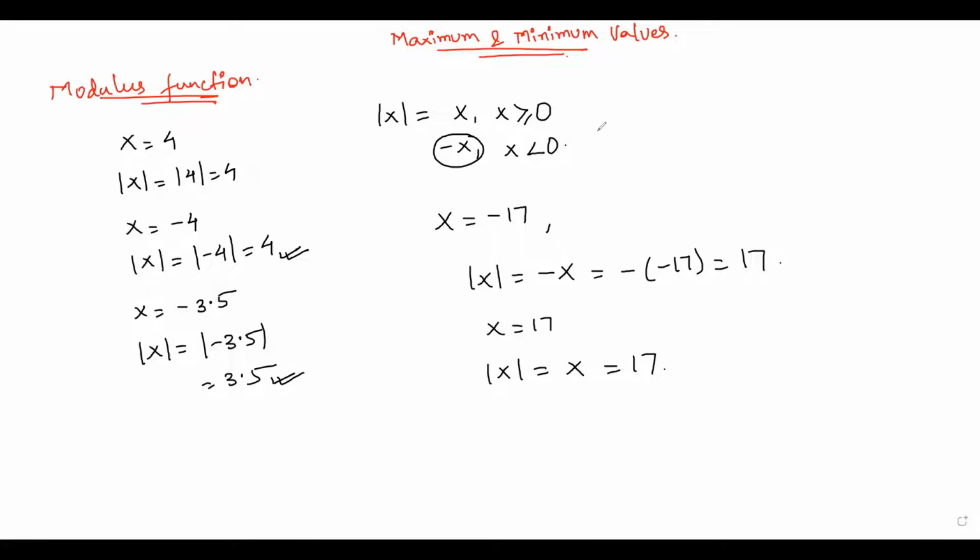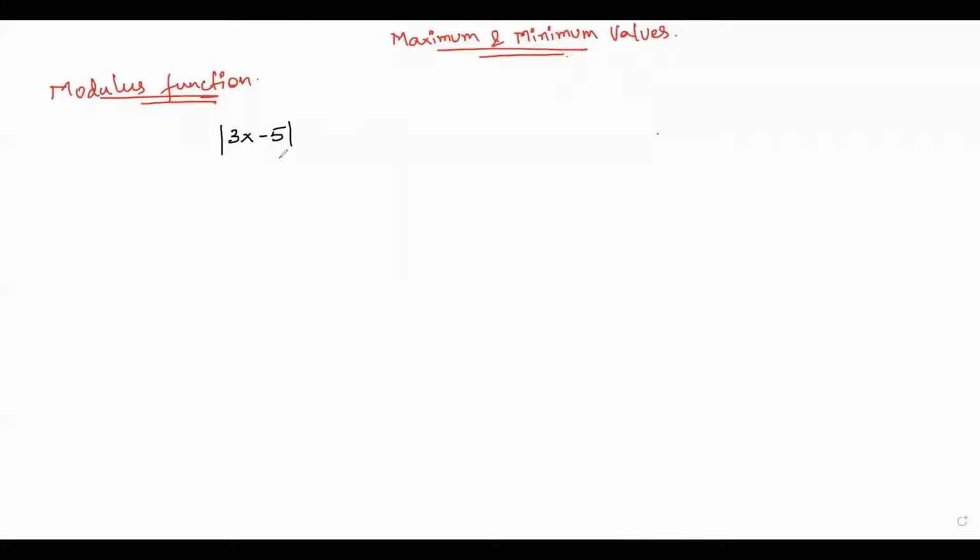So a modulus function is a function which gives us the absolute value of a number or a variable, and the output of this function is always positive no matter what is the input. Now, let us consider this modulus function mod of 3x minus 5, and let us see the maximum and minimum value of this function. Before proceeding with mod of 3x minus 5, let us consider first 3x minus 5 and let us see how it behaves.